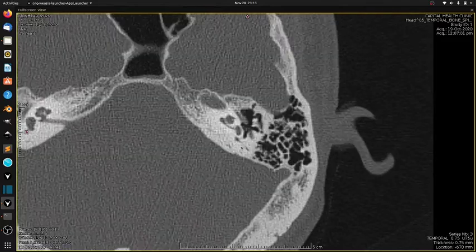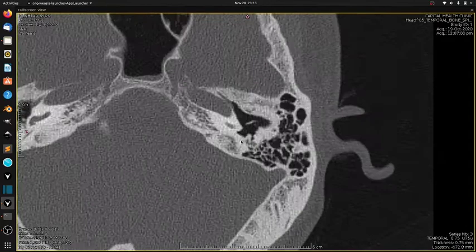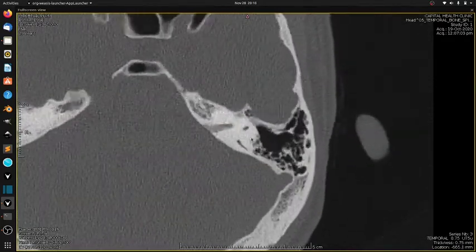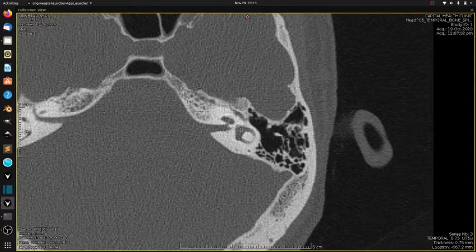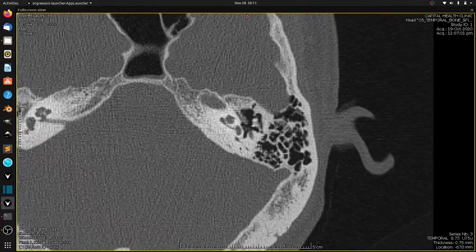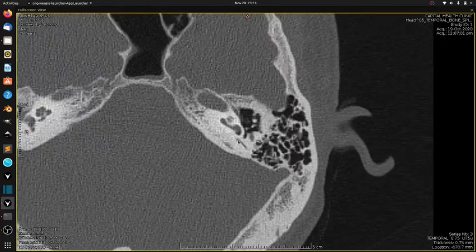Now let us see the posterior semicircular canal. This is the posterior semicircular canal. When you come from the cranial to caudal direction, after the signet ring there is another twig that you see, that is the posterior semicircular canal. So these are the main structures that you see in the inner ear.